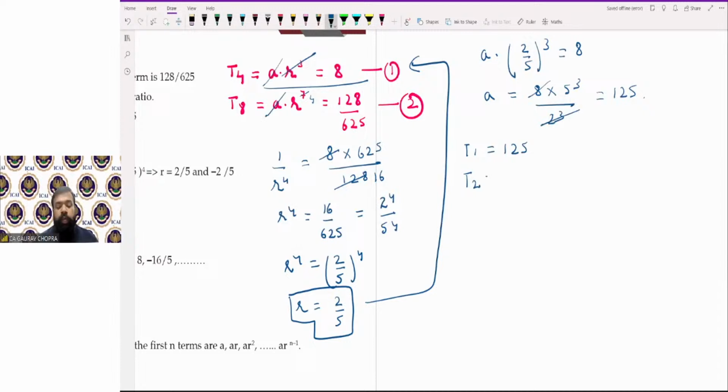Now, if you want to calculate the second term, the first term multiplied by the common ratio. So what are you getting? 50. Then the third term is 50 multiplied by 2/5. It will become 20. And the fourth term will be 20 into 2/5. That is 8. So in this way, you can simply calculate. All right.